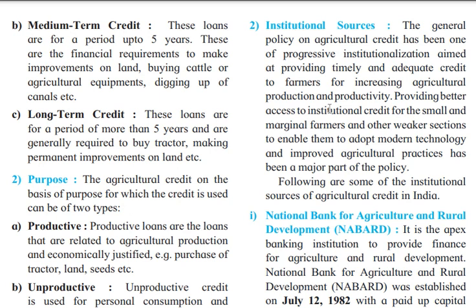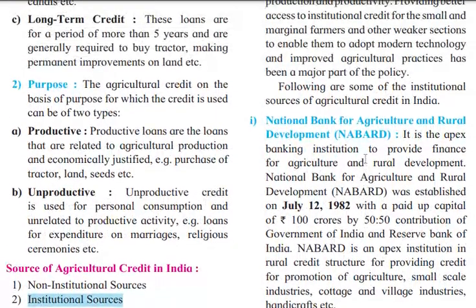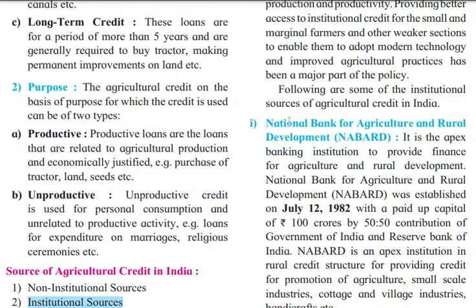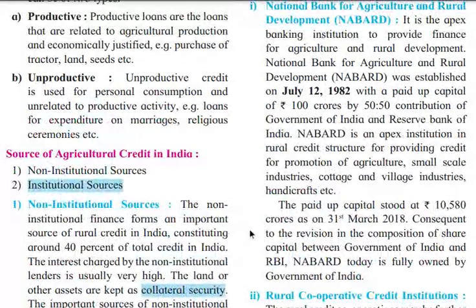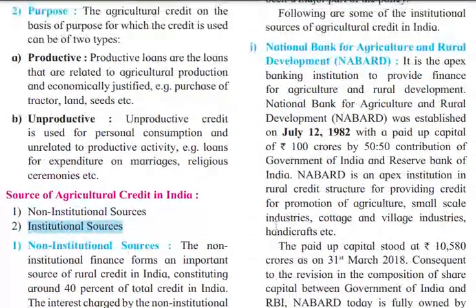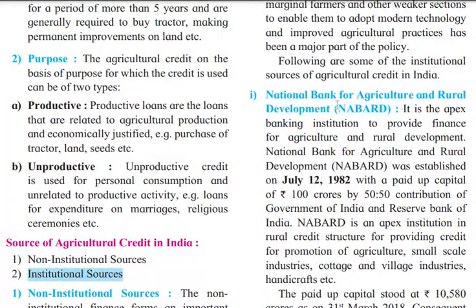And here the following are some institutional sources, like the money lender and other private sector. Here also there are some sources. The one source is NABARD. NABARD is a bank which is specifically for the agriculture side.